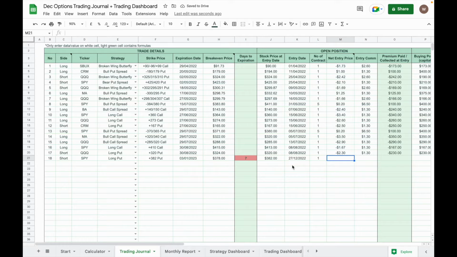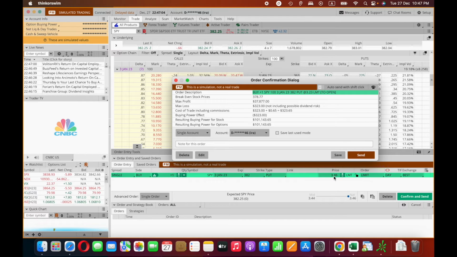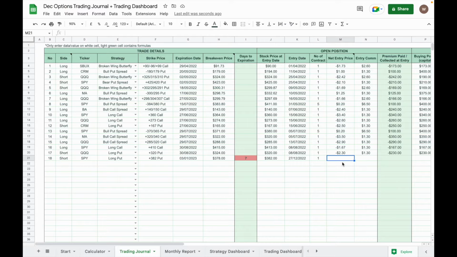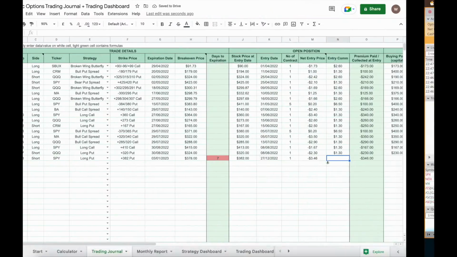When you buy a put option or you buy a single call option, you are paying the premium to enter the trade. In this case, I am paying $3.46. In here, I will put a minus sign, $3.46. Entry commission is 65 cents.